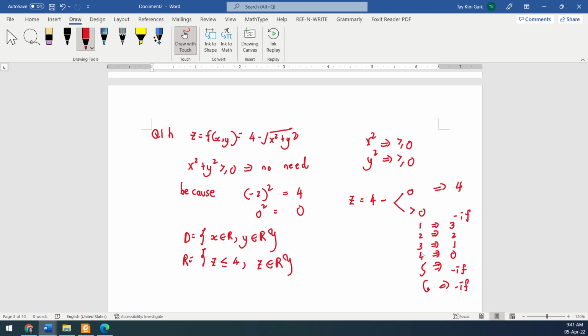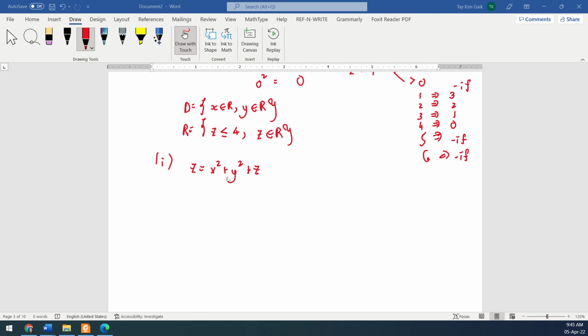Let's say you put 1, 2, 3, 4, 5, 6. So 4 minus 0 is 4, and then 4 minus 1 is 3. 4 minus 2 is 2. 4 minus 3, 1. 4 minus 4 is 0. 4 minus 5, you get negative. So you see the maximum value is 4, reducing to the negative side. That's why z is less than or equal to 4, and z is a member of the real numbers. So this is question K1H.